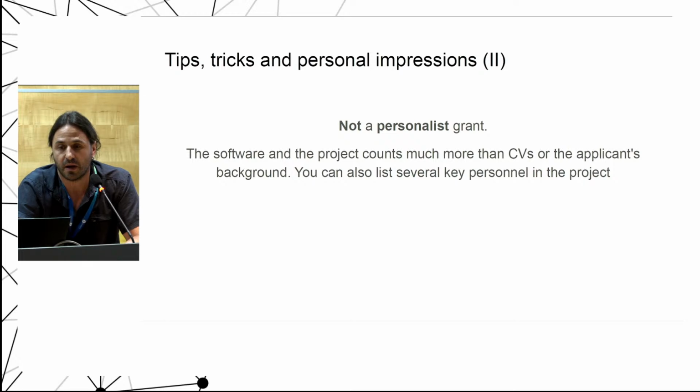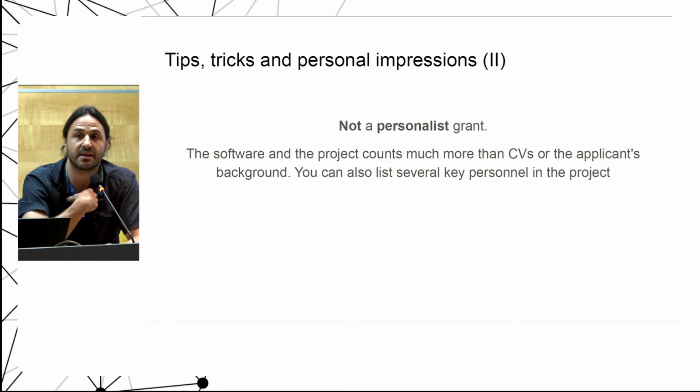So I will try to go relatively quickly with this, so we have more time for questions, but at least touching on some of my impressions, the general impressions that I got from the different application processes. In this case, and different from other grants that we have heard about in the previous discussions, this is not a personalist grant. My impression is that they are really funding the project. It doesn't matter who is applying, to be honest.